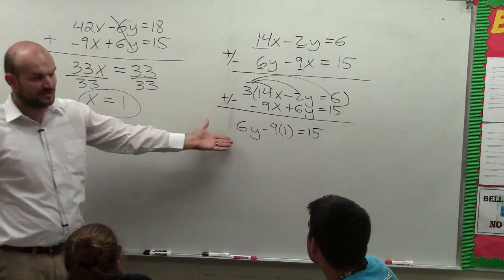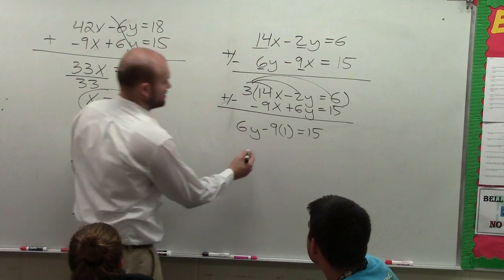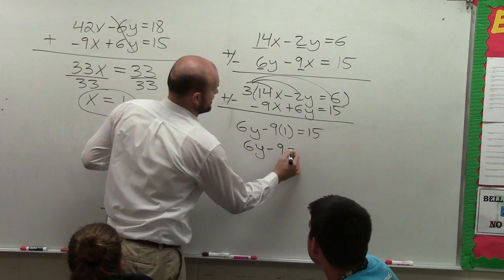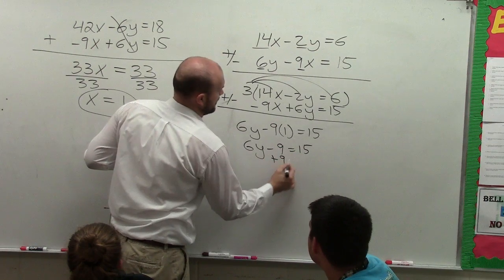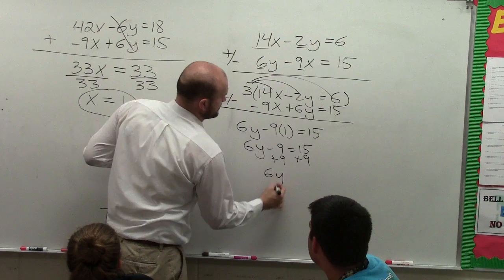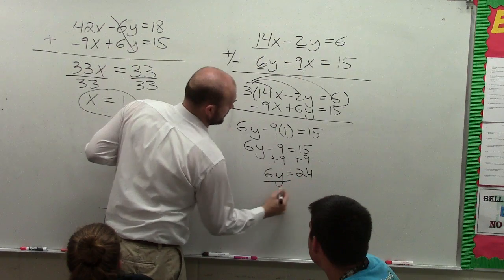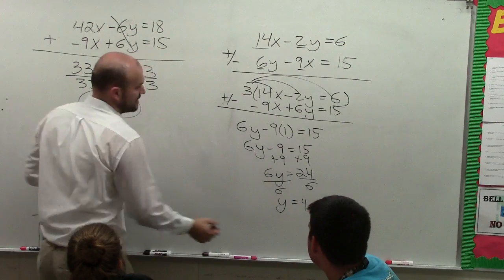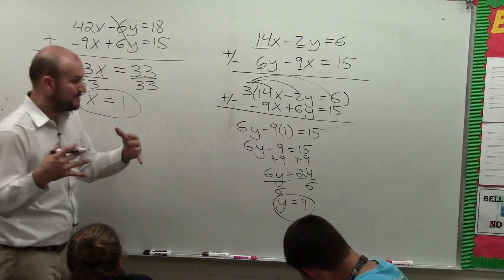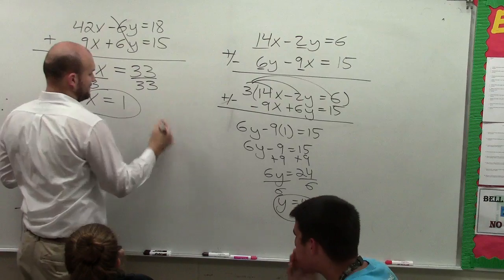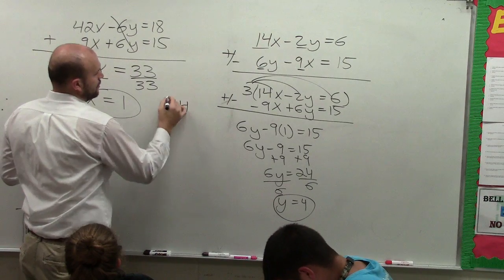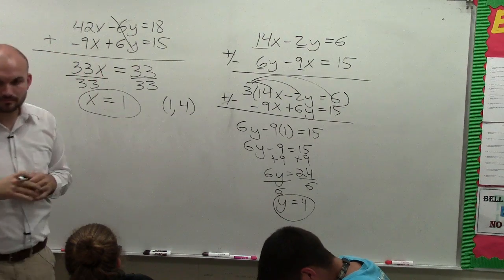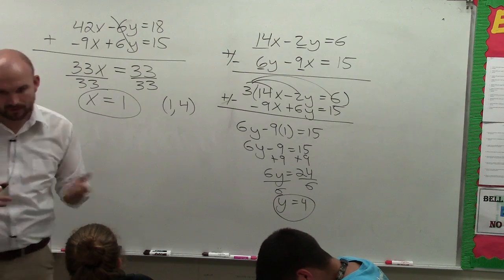Now I have an equation with one variable. That's easy for me to solve, right? 6y minus 9 equals 15. Add 9, 6y equals 24. Divide by 6, y equals 4. So now I know y equals 4. That means these two lines, if you were to graph these, intersect at the point (1, 4). Does that make sense? OK.